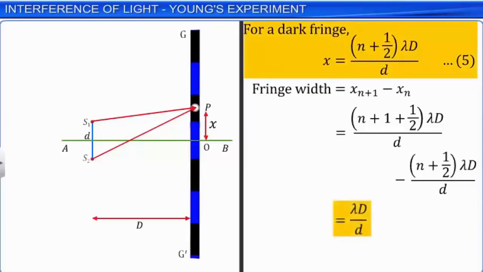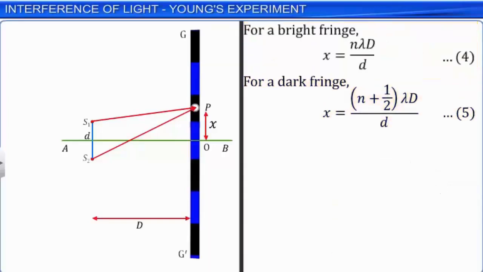Hence, the fringe width is the same for both the dark and bright fringes, which means the dark and bright fringes are equally spaced. If the fringe width is represented by beta, then beta is equal to lambda D by d. Let this be equation 6.